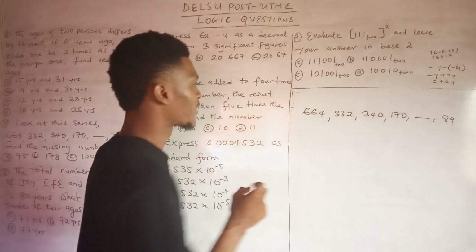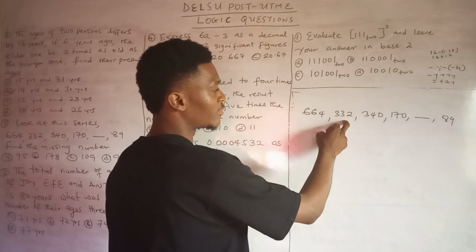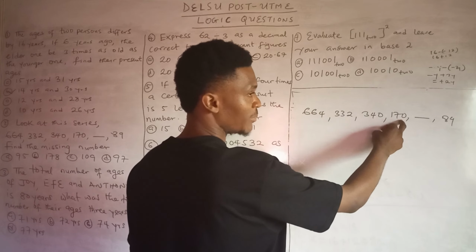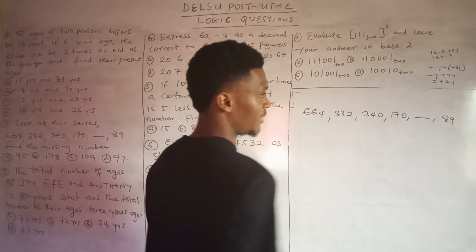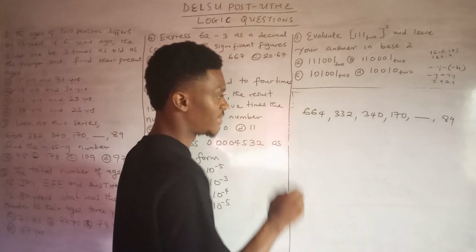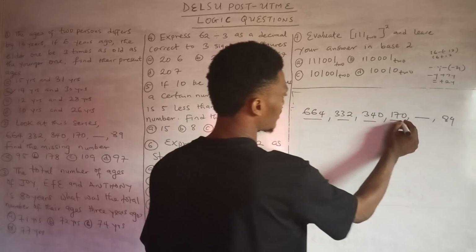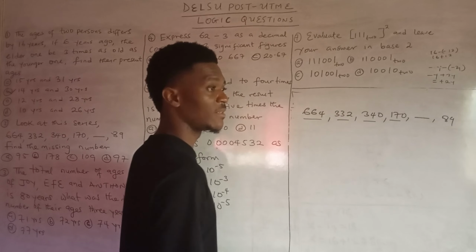Let's picture it this way. Now, if you look at this, 664 is bigger than the other one coming next to it, and this one is bigger than the other one coming next to it. So it's obvious that the number that should be here must be bigger than the number that should be there. You understand? That's one. Then secondly, you see this is the first term, this is the second term, third term, fourth term, the missing term is the fifth term, then the last term over there is the sixth term.